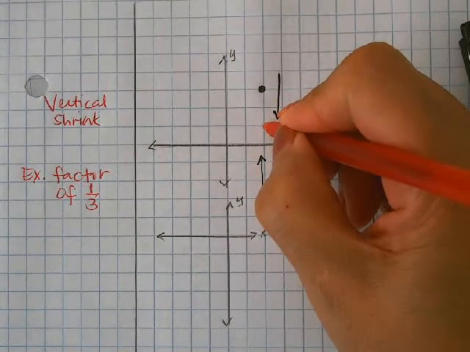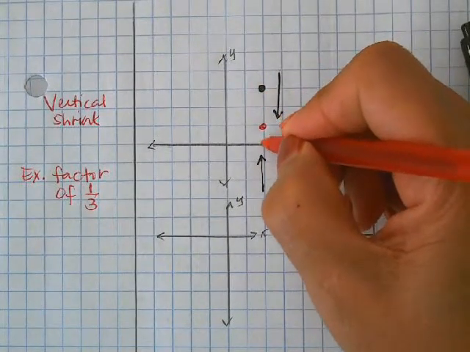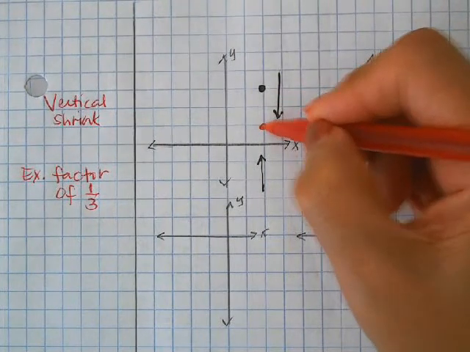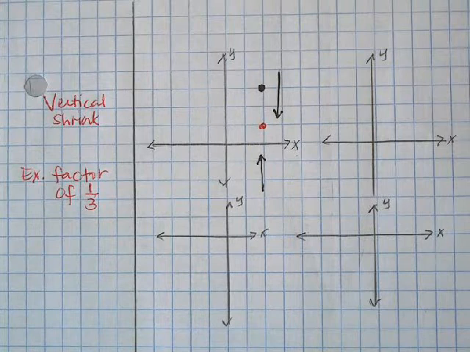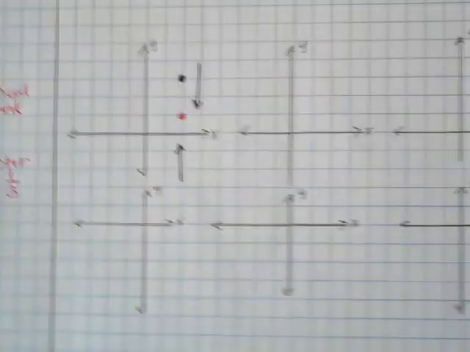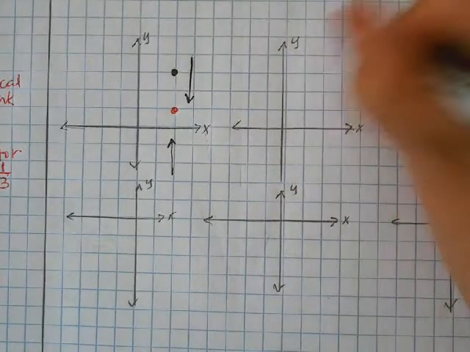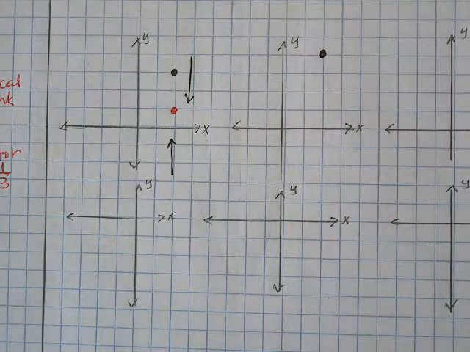Maybe you're right. It will be here, right? Because 3 times one third is 1. Or you just divide this distance by 3. Since it is divisible by 3, it's easy. What about if it is on 4? Let's just say 1, 2, 3, 4. Let's say our point is here. How are you going to shrink that by a factor of one third?